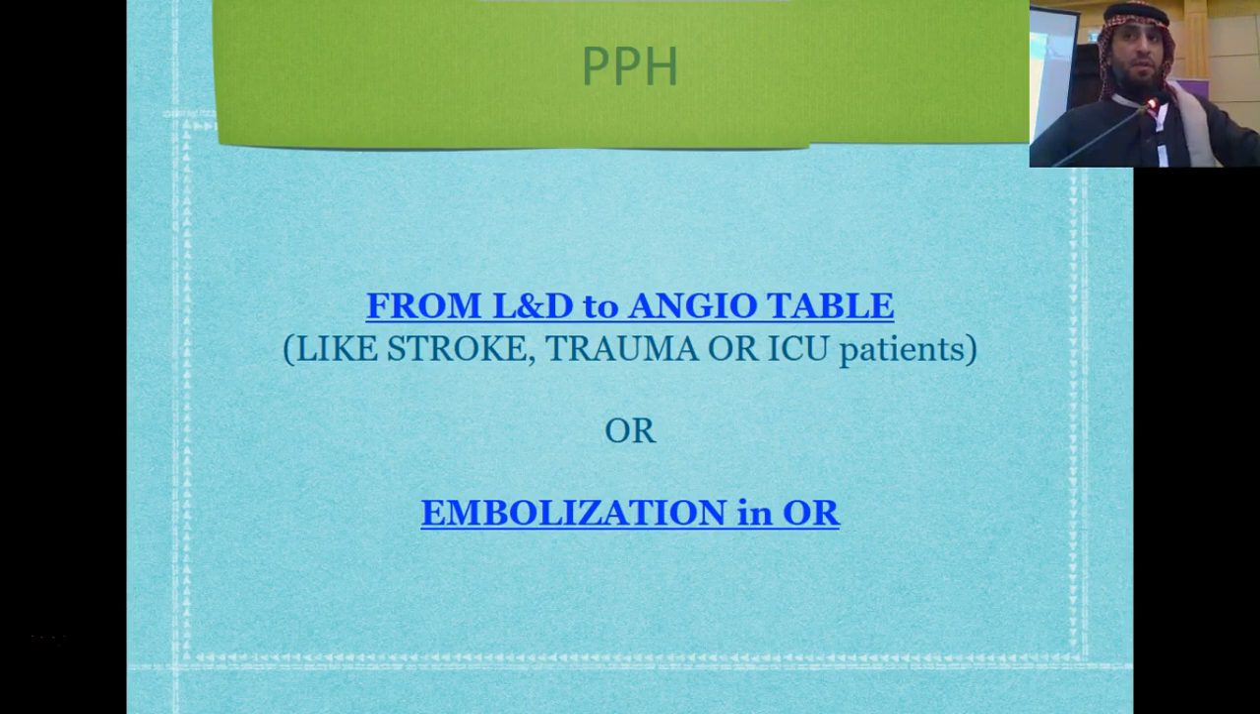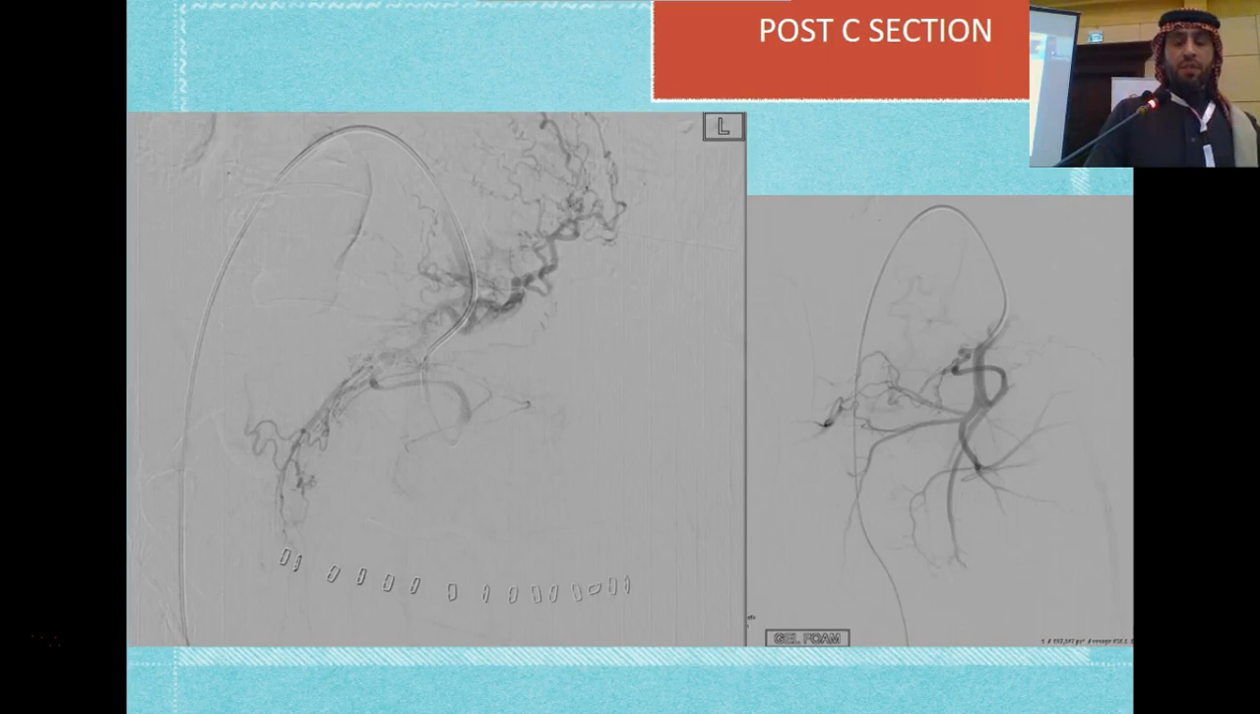I think this is an option. But why not in the future, for instance, have a hybrid OR in the C-section room, where the table is compatible and, instead of a fluoro machine, it's an angio machine. Just things to think about. So this is a patient in our institute, post C-section.